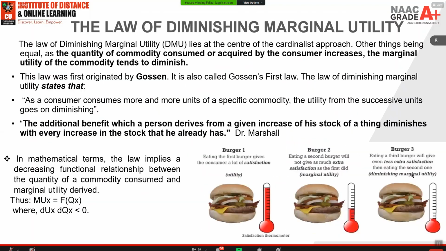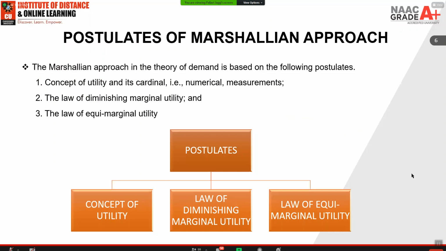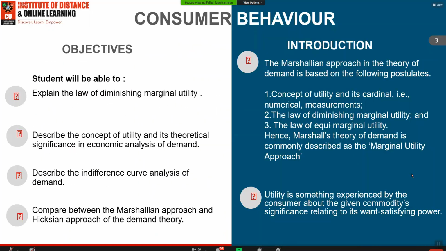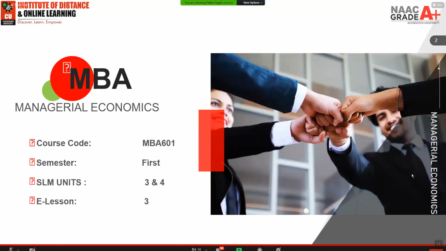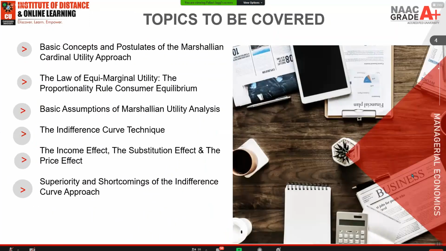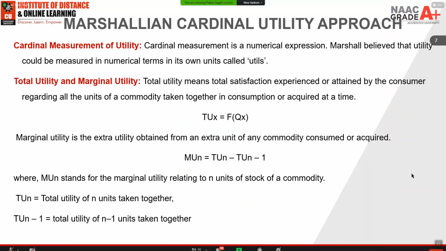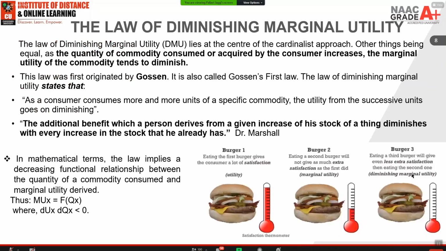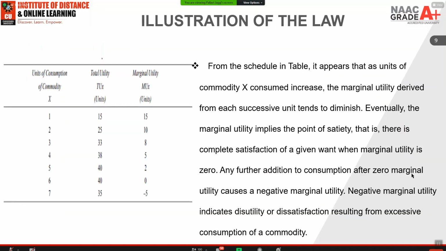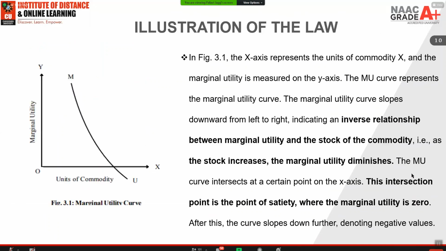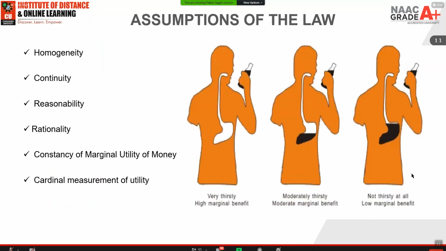So whatever we have studied now was related to what? The concept of utility, the cardinal utility approach, the law of diminishing marginal utility, its illustration in the form of schedule and in the form of curve. Then the assumptions related to the law of diminishing marginal utility. So by far we have discussed the two concepts related to the Marshallian approach, or you can say the cardinal approach.